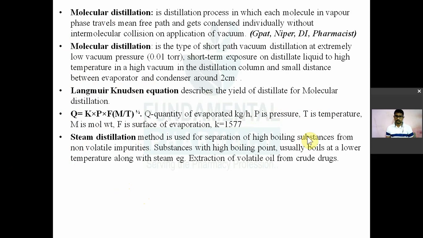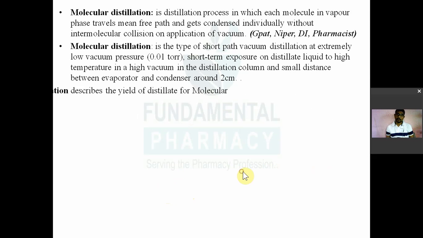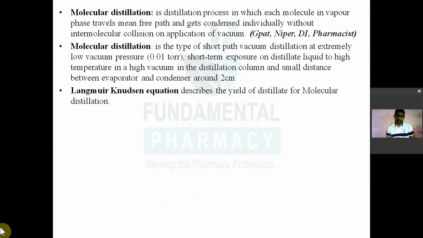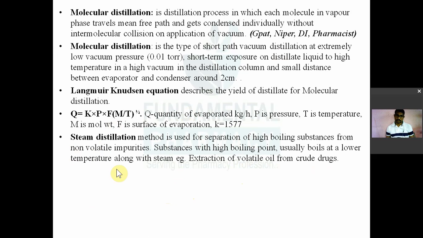Method used for separation of higher boiling substances from non-volatile impurities. A substance with a high boiling point usually boils at a lower temperature when mixed with steam. होता है कि मान लीजिए सबस्टेंस है जिसका बॉइलिंग पॉइंट ज़्यादा है, मान लीजिए उसका बॉइलिंग पॉइंट 1 डिग्री सेल्सियस है, उसका मिक्सचर किया स्टीम में, molecular distillation. Just remember Langmuir-Knudsen equation is used to describe the yield of distillate for molecular distillation.